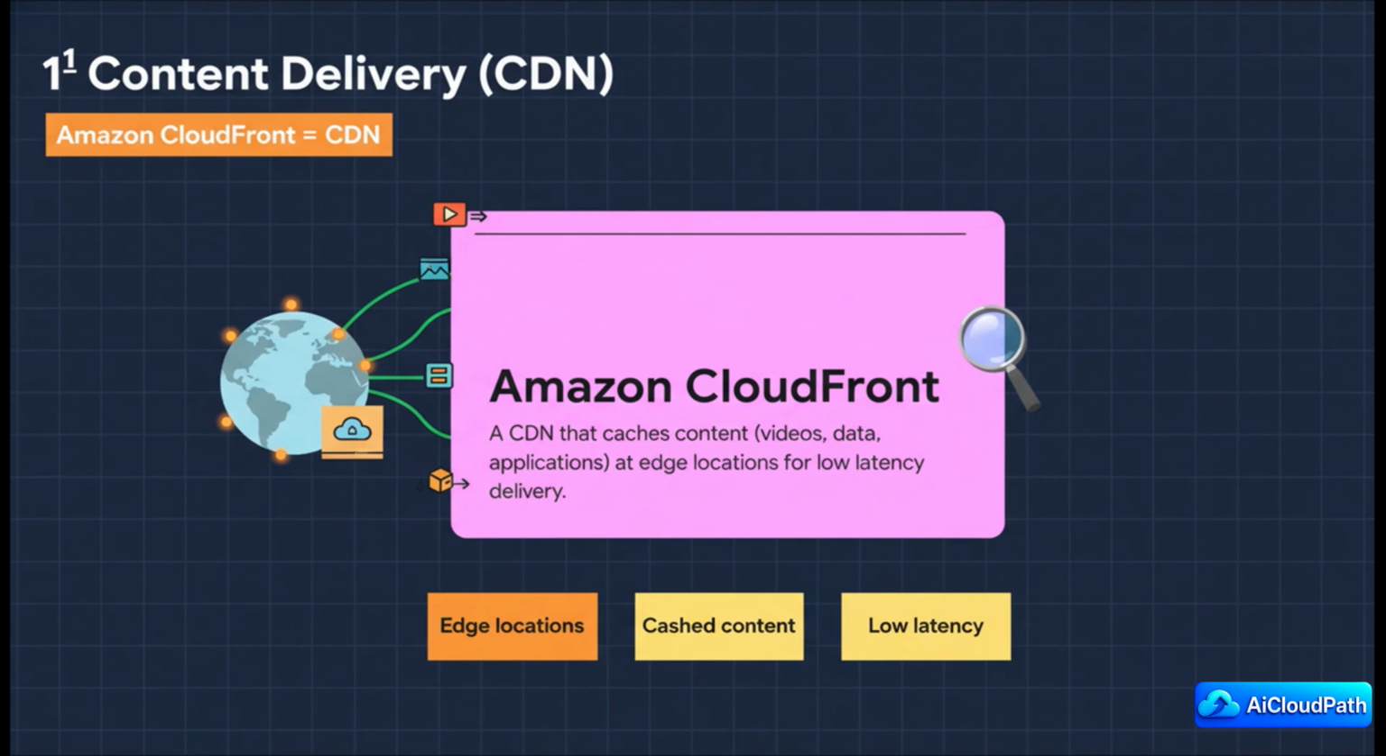The key word here, the one you have to remember, is caches. CloudFront caches your stuff, your videos, your website data, at all these edge locations around the globe. So if a user in Tokyo requests your video, they get it from a server right there in Tokyo, not all the way from your main server in Ohio. It's super fast. That's low latency.